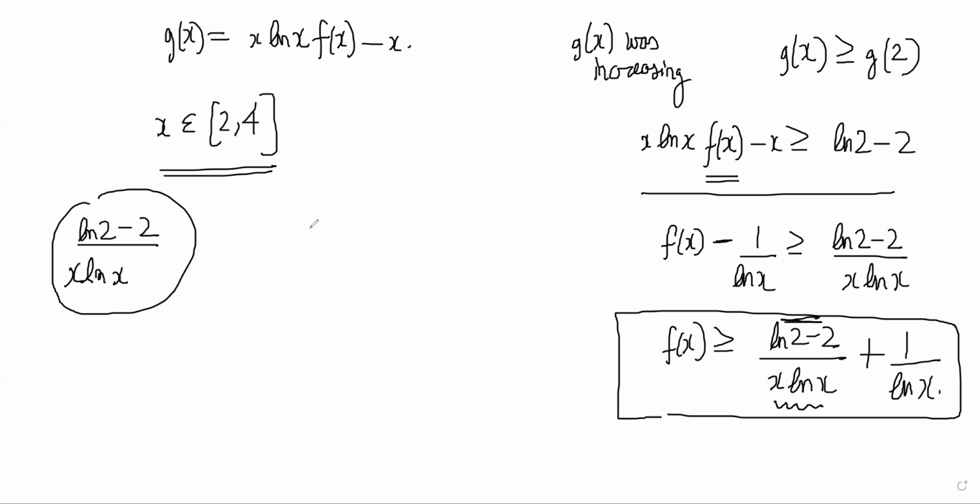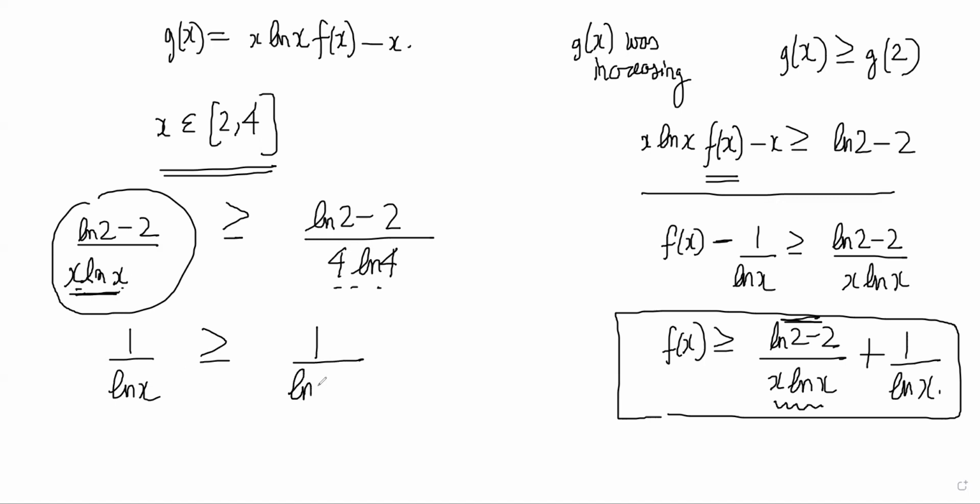But we can say, if we put 4, what happens? What can we say between these two? This should be bigger, right? You are dividing by a smaller value of x. Similarly, 1 over ln x should be bigger than 1 over ln 4, right? So when you add these two, now you can guarantee that f of x is bigger than this plus this, right?